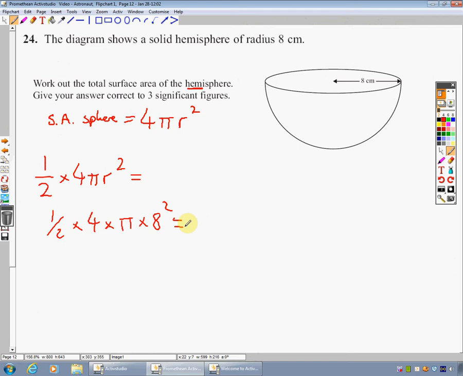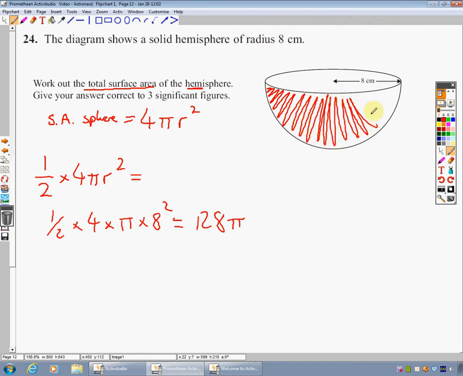Okay. The total surface area, well, all I've worked out is the surface area of half of a sphere, which is going to be this stuff here. I've not worked out the surface area of the circle, so I'm going to have to add on to that the area of a circle, which is pi r squared. Sounds like area to me. If I need a circumference, I'll use pi d. So plus pi r squared is what we're going to need to do. So that's going to be pi times 8 squared, which is going to be 64 pi.